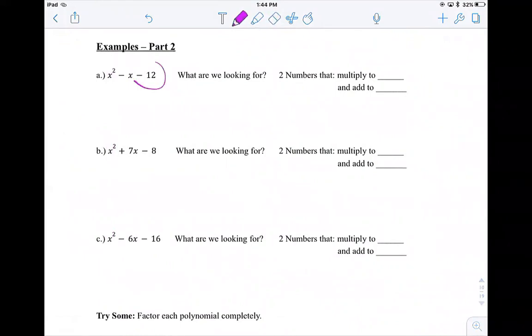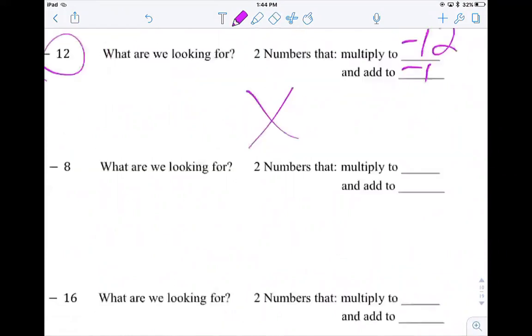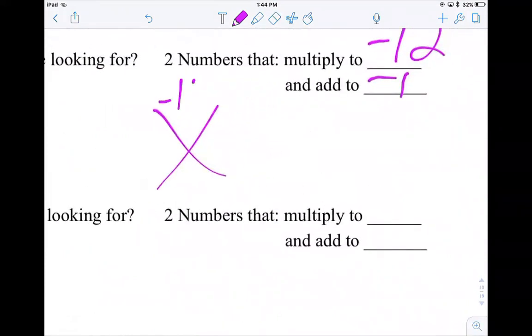So we're looking for two numbers that multiply to give us -12 and add to give us -1. So I have a -12 on top and a -1 on the bottom. And you don't have to do the diamond. It kind of helps me think. So I'm going to do 1 and 12, 2 and 6, 3 and 4.